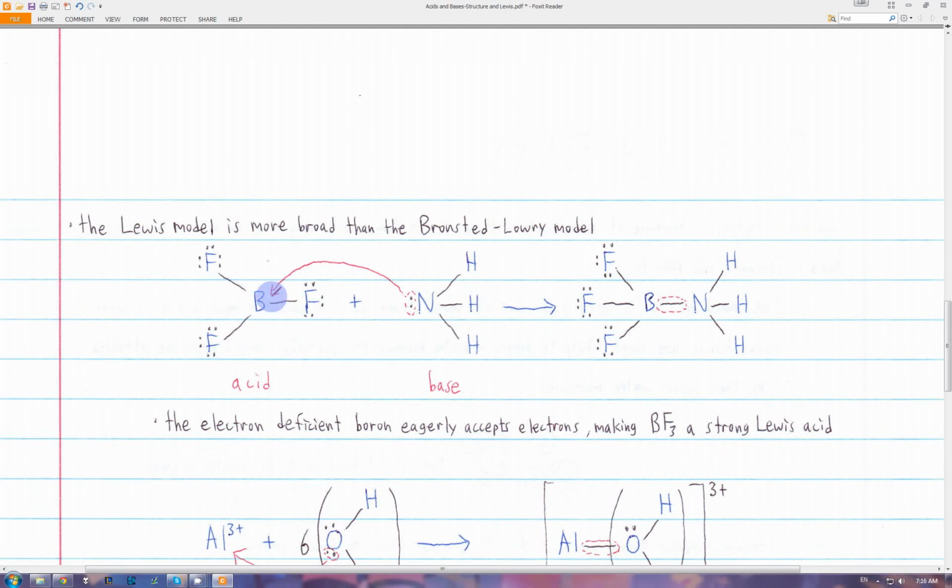So since the boron in BF3 is electron deficient, it can be classified as a strong Lewis acid, since it's very eager to accept extra electron pairs.